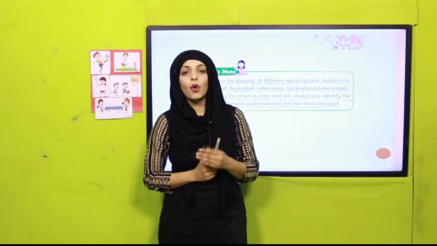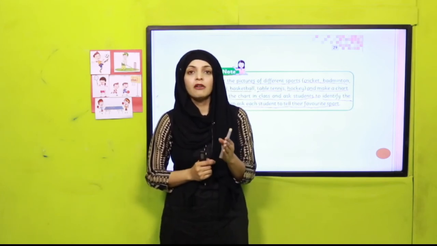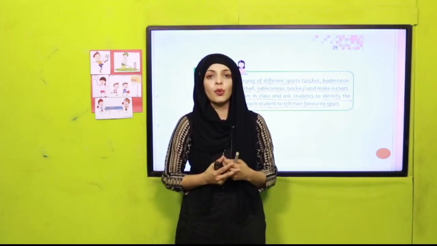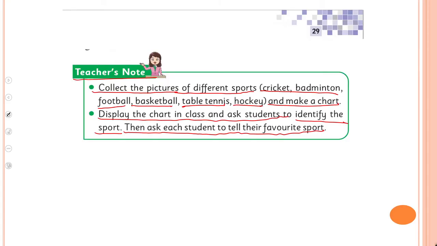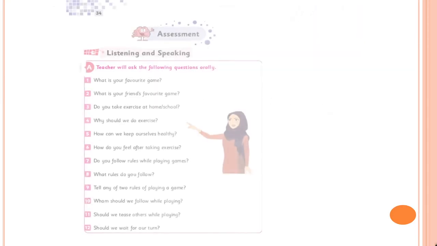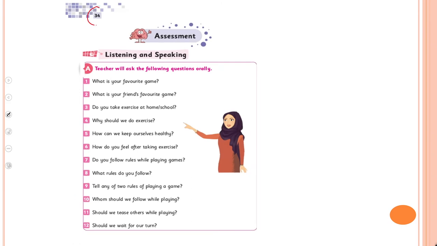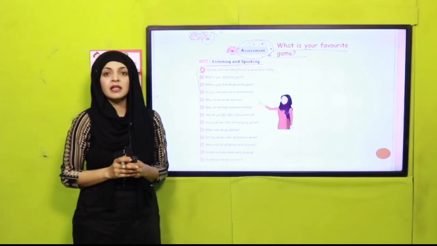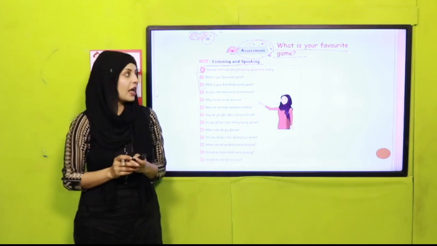Now quickly tell me what is the name of your favorite game. For example, my favorite game is badminton. This is how you will answer the question. Now quickly move forward. On page number 34, there are listening and speaking questions which I will ask as an assessment. I will ask question number 1 and question number 2. Question number one is on your screen. What is your favorite game? My favorite game is badminton. Answer the question like this.